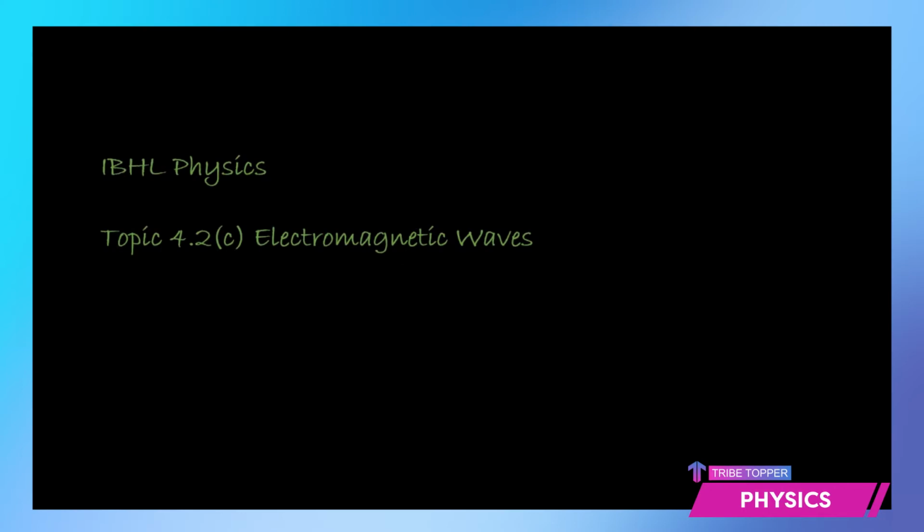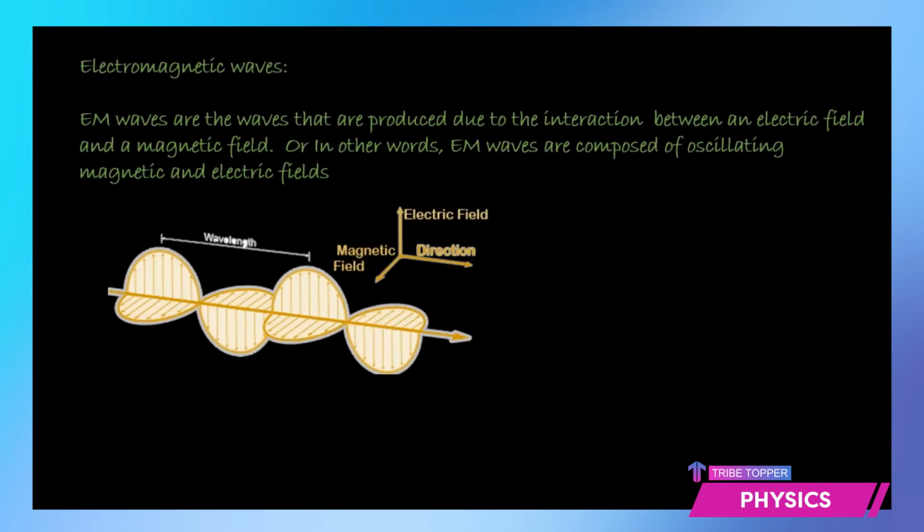In this video session, you are going to learn about electromagnetic waves. So what are electromagnetic waves? As the name suggests, these waves consist of electric and magnetic waves. We give them a short name, EM waves, for electromagnetic waves. These are the waves that are produced due to the interaction between an electric field and a magnetic field.